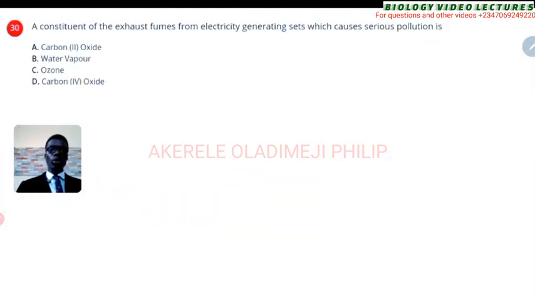A constituent of the exhaust fumes from electricity generating sets which causes serious pollution is carbon monoxide, CO, or carbon two oxide, which means the same thing. Carbon two oxide is the same thing as carbon monoxide. Yes, that is very, very dangerous. It's a silent killer. That's why we are always told, when you put on your generator set, let the exhaust face outside. All right, it's very, very important.